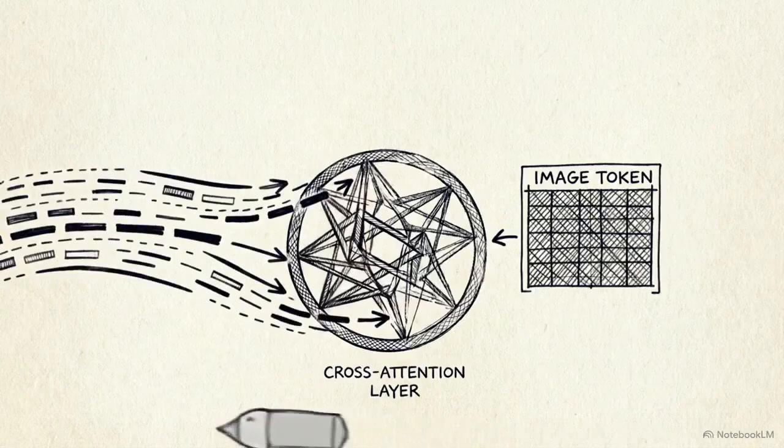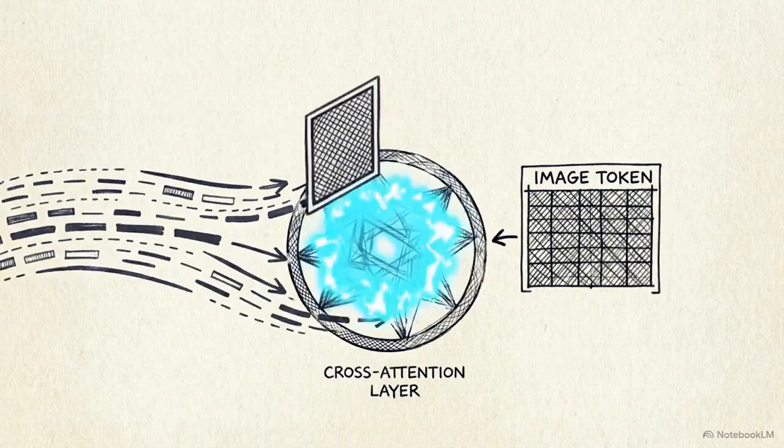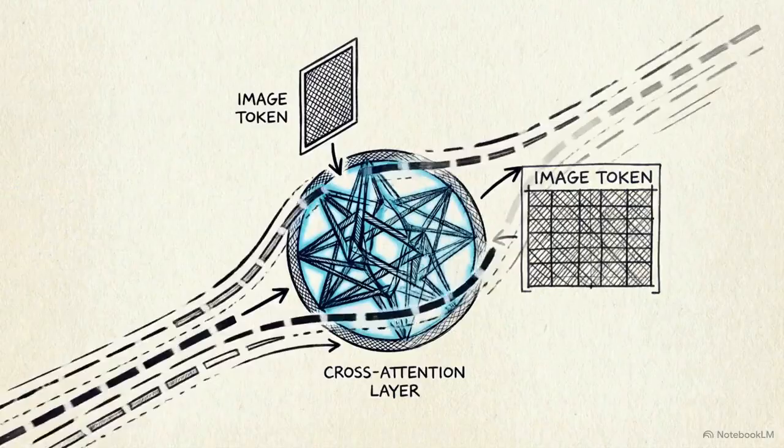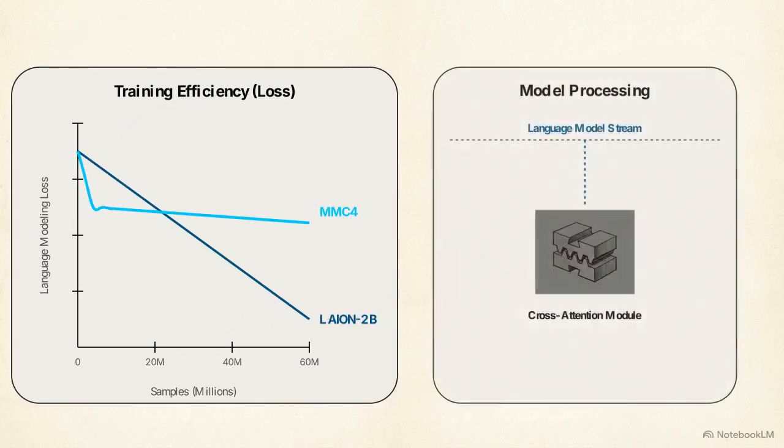The extremely sparse distribution of images within the MMC4 dataset directly impacts how the cross-attention layers learn during training. This graph tracks training loss over 60 million samples. LAION-2B loss decreases steadily, but MMC4 loss flattens almost immediately. Because MMC4 features long paragraphs between images, the model accurately predicts text without referencing visuals, effectively bypassing the cross-attention modules.